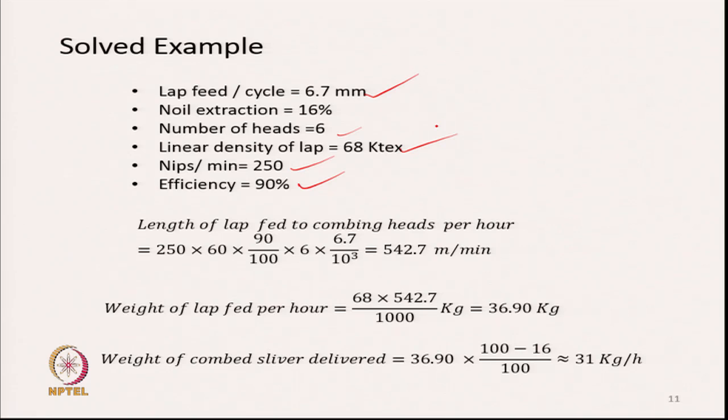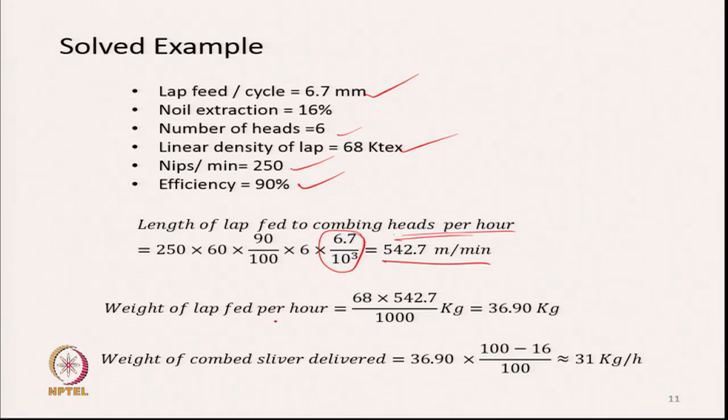If this is the data given to you, then you can easily find out how much is going to be the production. First, length of lap fed to the combing heads per hour, we calculate 250 into 60, 90 by 100 into 6 heads are there, 6.7 into 10 to the power minus 3. This value is basically converting millimeter to meter. So, we find out this is the total length of lap that is going to feed. This is 542.7 meter per minute of lap is being fed.